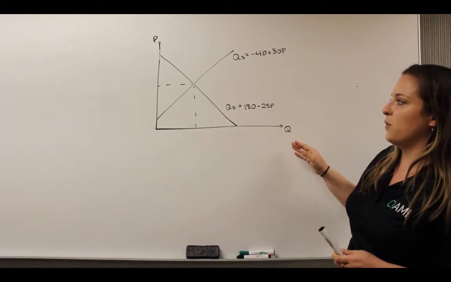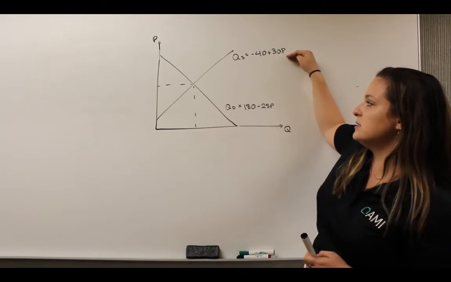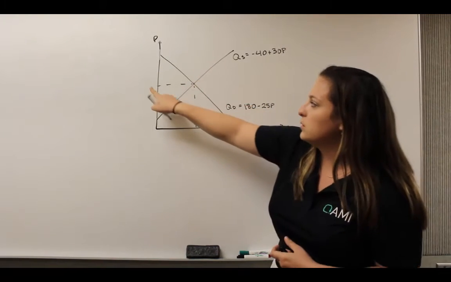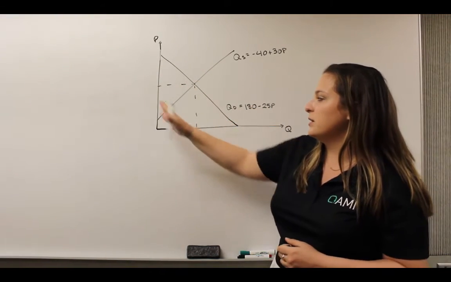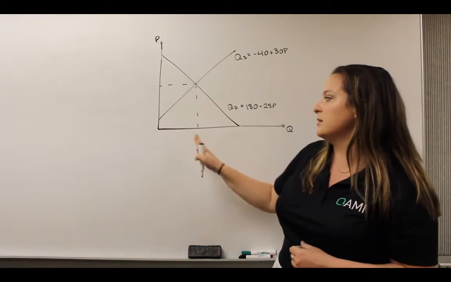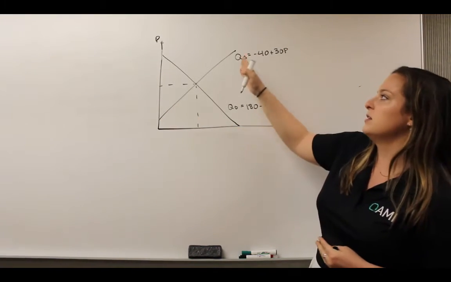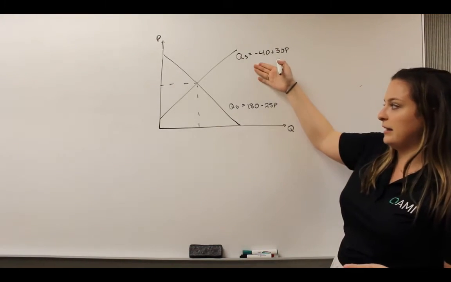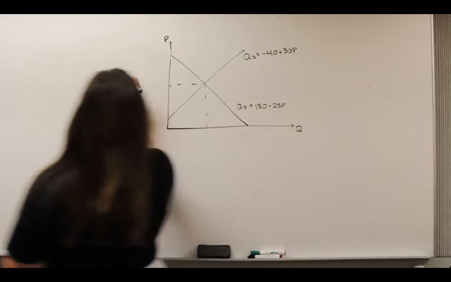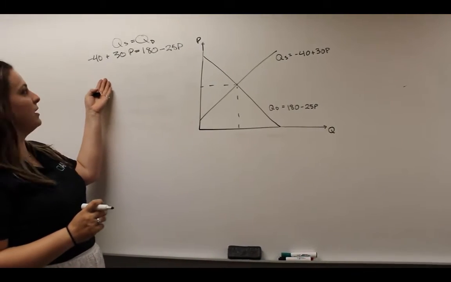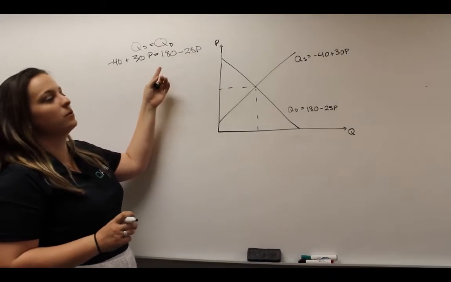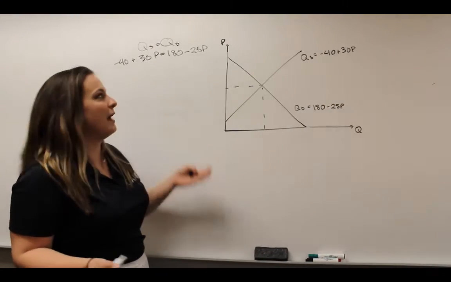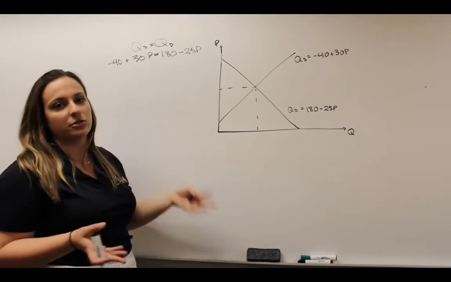So we're going to be solving for the intersection of these two lines, which is at this point. This is our equilibrium point, where the price is at the equilibrium and the quantity is at the equilibrium, such that the quantity supplied equals the quantity demanded. So to solve for this, we're going to set quantity supplied equal to quantity demanded. So we have negative 40 plus 30p equals 180 minus 25p.